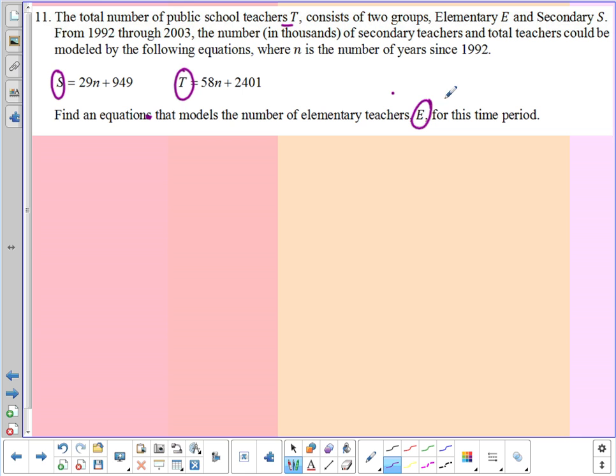So we want to know, what does E equal? Well, the elementary school teachers is going to equal whatever the total number of teachers is minus the secondary teachers. So I need to take the total, subtract the secondary. Once I do that, I've got the elementary. So that's what I'm going to plug in. I have E is equal to this expression for T. I'm going to make sure I put it in parentheses. That's really important.